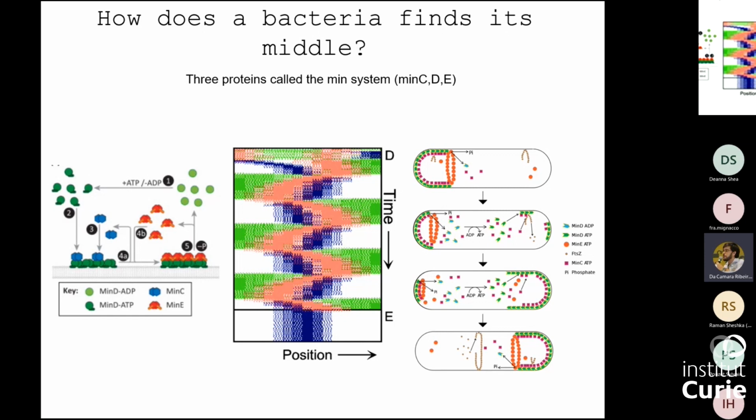And so downstream of this system, there's a cascade of new events that's going to trigger the creation of the Z ring, and after some more molecular events, it's going to close the bacteria and create two new daughter cells.